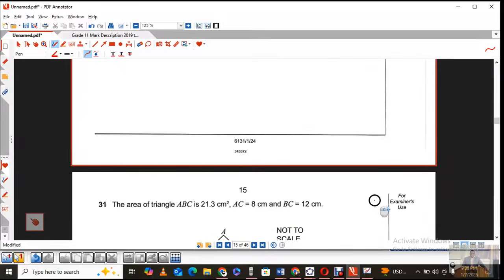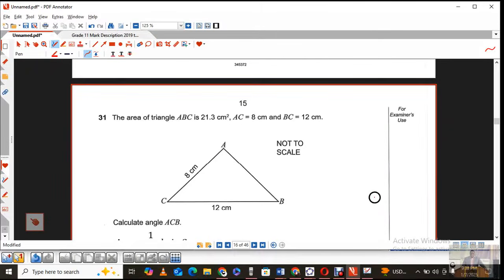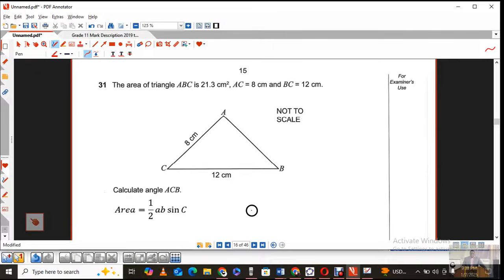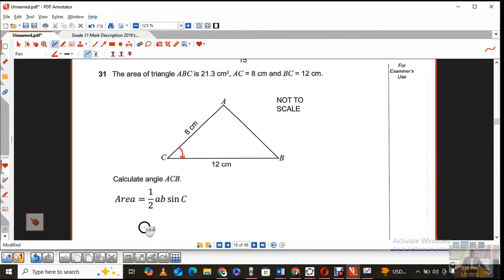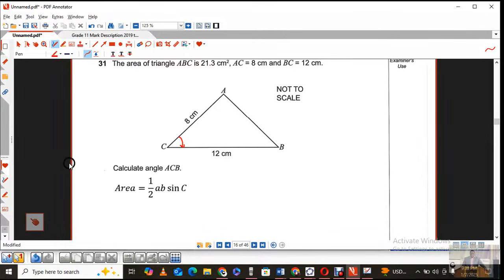Okay, question 31. So you have got the area of a triangle. They say the area is equal to 21.3. AC is 8, as you can see. BC is 12, and then they ask you to find the angle ACB. So this particular angle over here. So this is the angle that we need to find. Now, I have written the formula down for you. Another formula, how to find the area of a triangle.